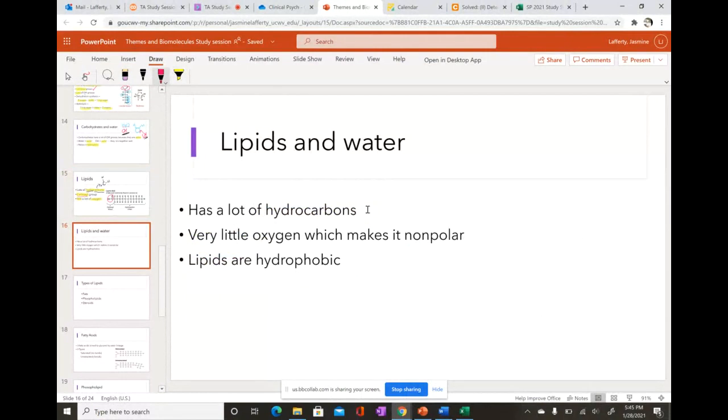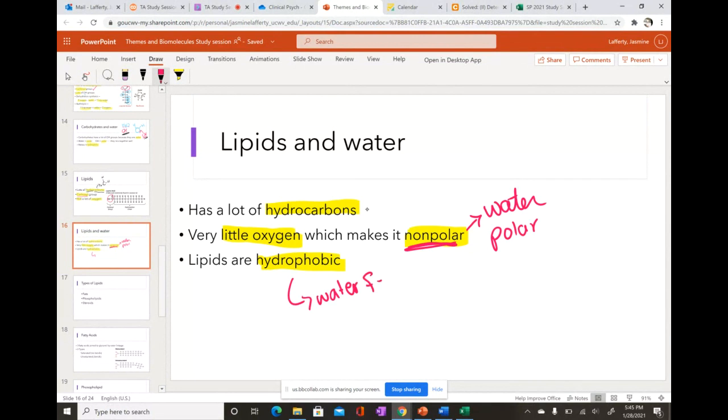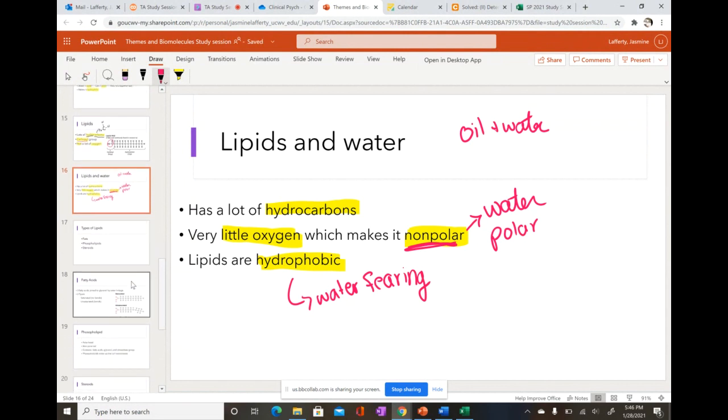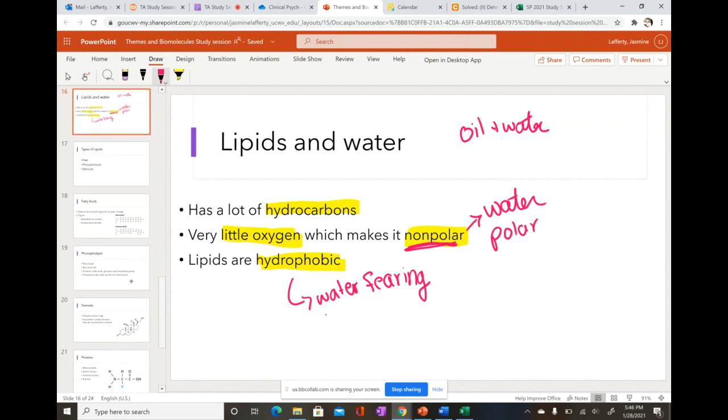All right, so now switching over. Lipids don't have a lot of oxygen. They have hydrocarbons. None of that word sounds like oxygen. So they have very little oxygen, which makes them nonpolar. Water is polar. So if a lipid is nonpolar, that means it is not going to mix with something that's polar, which means it is hydrophobic. Water fearing. And this is kind of intuitive. You can think oil and water. They don't really mix. Or if you melted some butter, it would float on top of water. So lipids are hydrophobic.